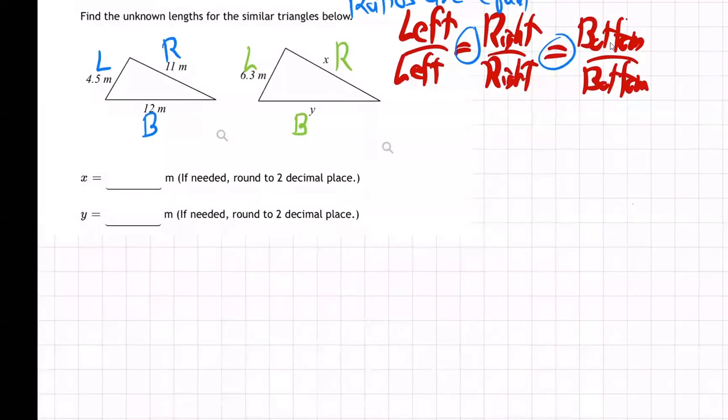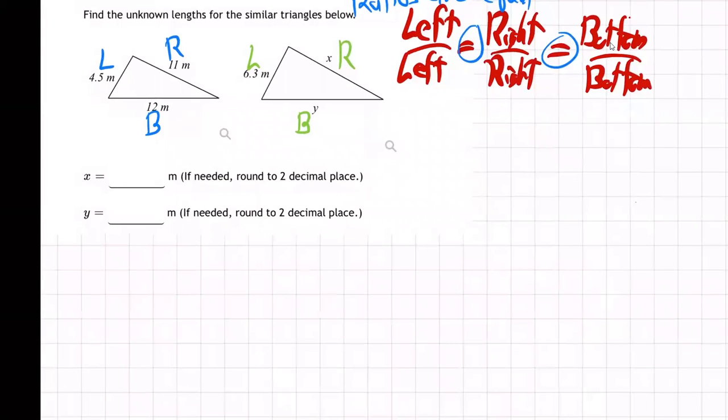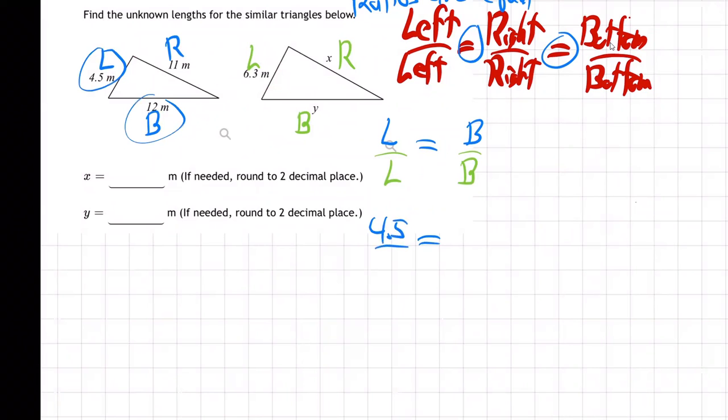So what that means is I can take the left. Let me do it like this. I can take the left over the left, and that's going to equal the bottom over the bottom, right? Left over left, bottom over bottom. Now let's fill in the numbers there. What is this left? 4.5. What is this bottom? 12. And this left is 6.3. And this bottom is y. So I can use that now to solve for y.